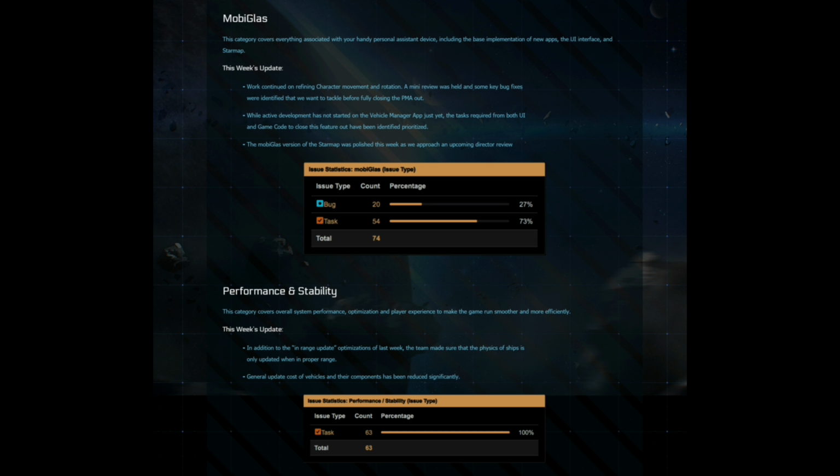Then the last slide here has Amoebaglass and performance and stability. We've got a few bugs there in Amoebaglass and yet again more tasks, but the performance and stability haven't got any bugs at all, so they've just got tasks ahead of them. Now, speaking about that, there was confirmed 60 players on a single server running at a modest frame rate, so around 40 to 50 frames, I'd imagine, so that was really nice to see.